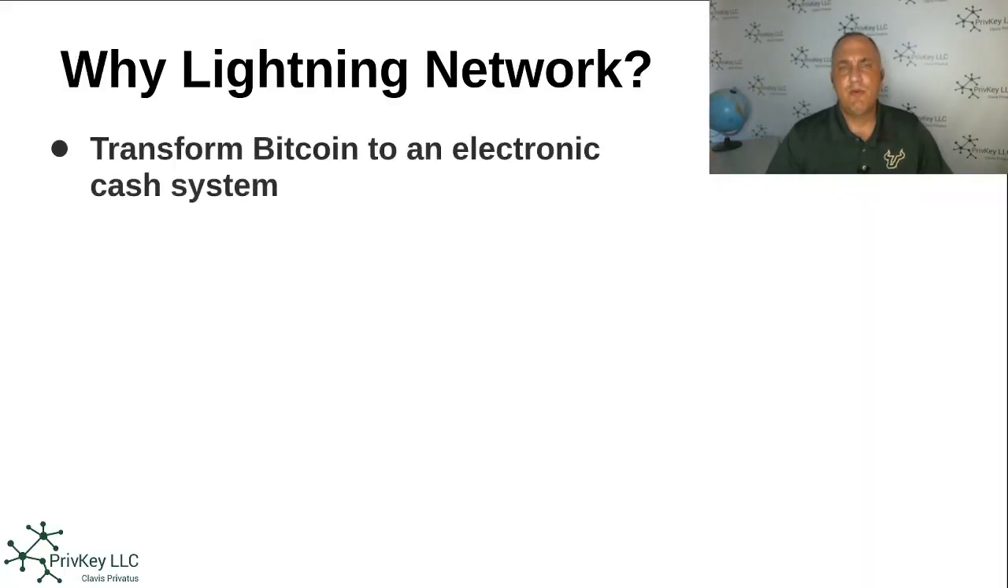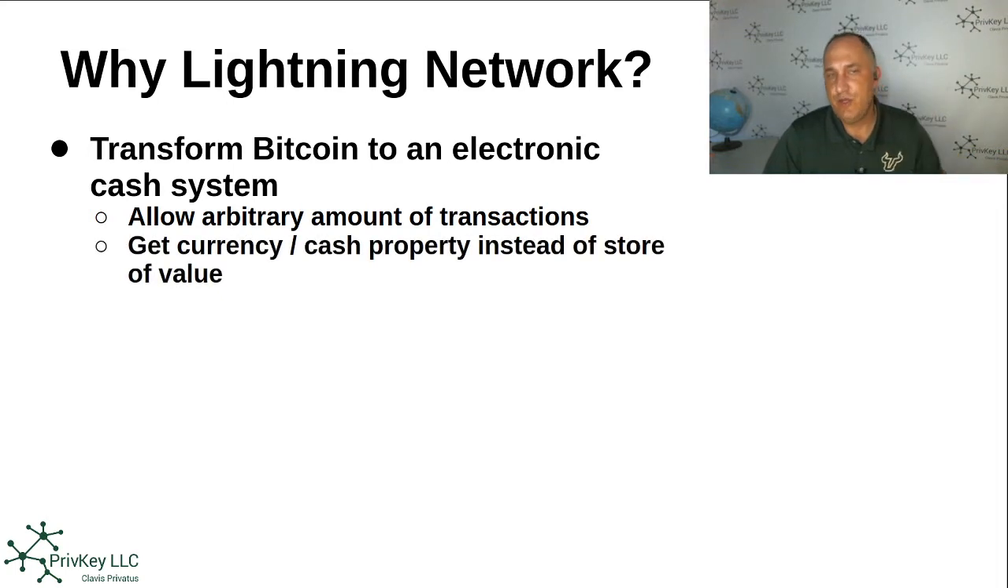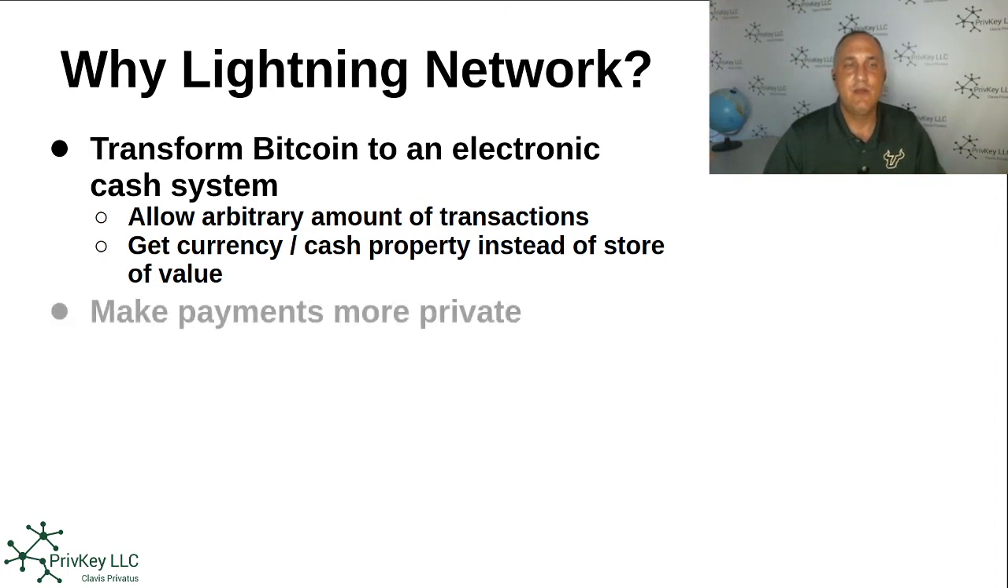So why did we come up with the Lightning Network? Well, the reason we came up with it is to transform Bitcoin into an electronic true cash system. Because right now everything takes 10 minutes, it takes too long, and if you want to speed that up, you have to depend on a third party, just like we have now with Maestro, Visa, MasterCard, and all these other things. And so it allows an arbitrary amount of transactions that can go in there. You get currency cash properties instead of a store of value.